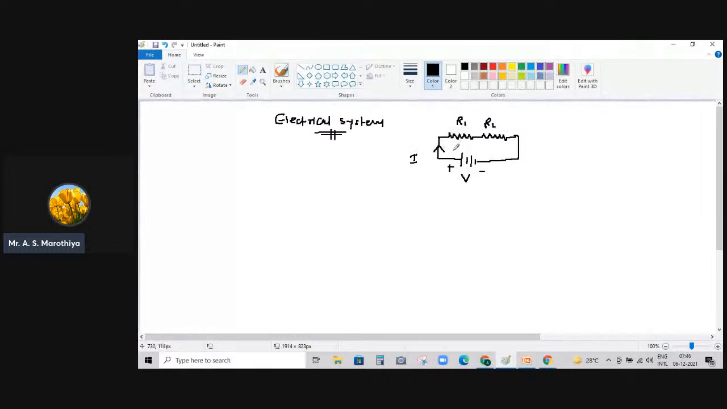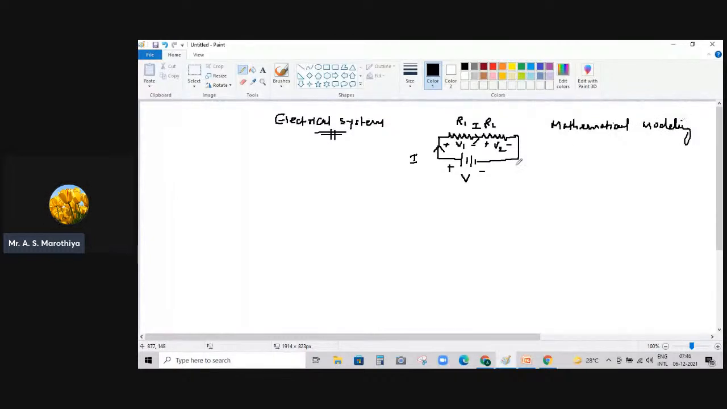And we know that current always flows from higher potential to lower potential. So this is going to be plus, this is going to be minus, this is V1. Again the same current is flowing through resistor R2, so this is plus, this is minus, and this is going to be V2. So this is the system known to us, and our objective is to find its mathematical modeling. So how to find it?